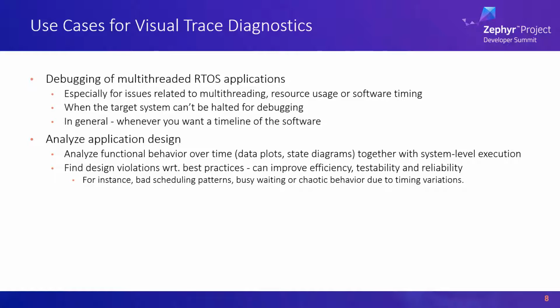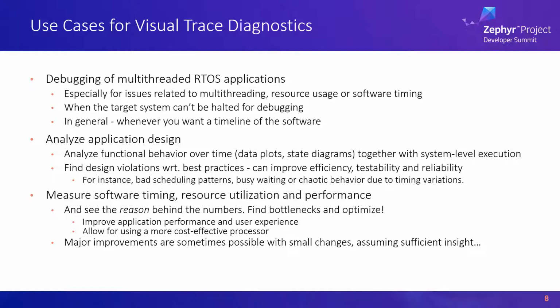Examples of this could be bad scheduling patterns due to bad priorities, for instance, unsuitable priorities. Could be that someone is using a busy waiting function instead of suspending tasks, or that you could have kind of chaotic behavior in the system due to timing variations that change the order of events. And that's really bad for testability. You want the system to be as deterministic as possible.